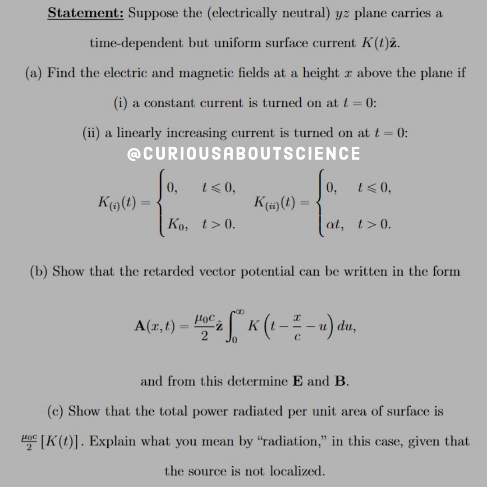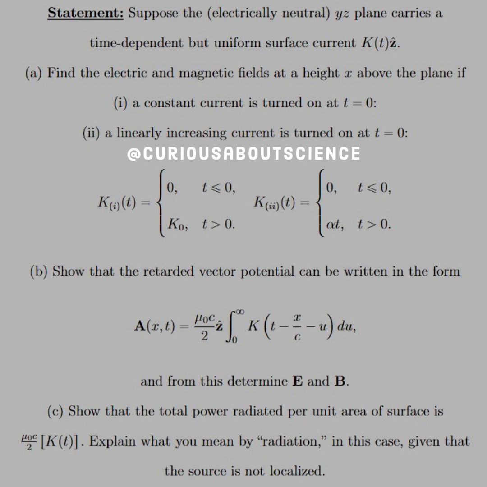Here are the two piecewise definitions for that. We have a constant current, K1, and K2 is linearly increasing, so alpha t. B, show that the retarded vector potential can be written in the form A(x, t) equals mu naught c over 2 z hat, integral 0 to infinity, K as a function of the retarded time, t minus x over c minus u, du. Okay, and from this, determine E and B.